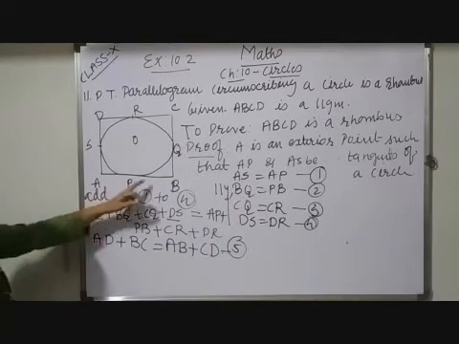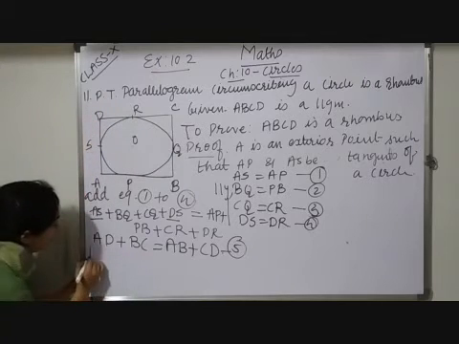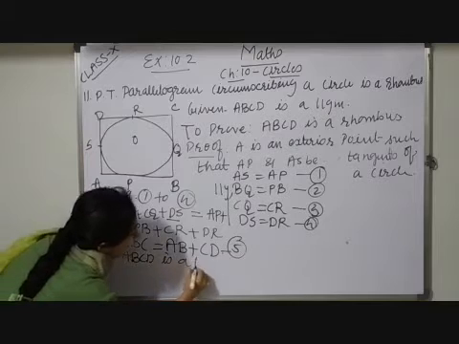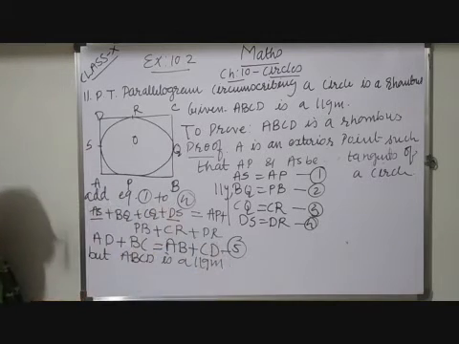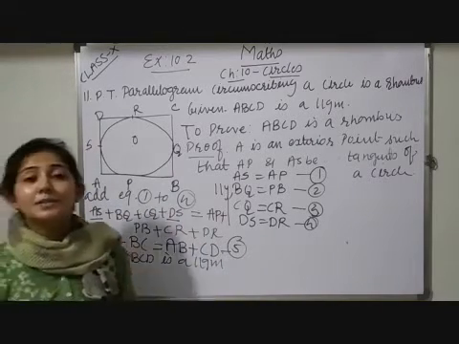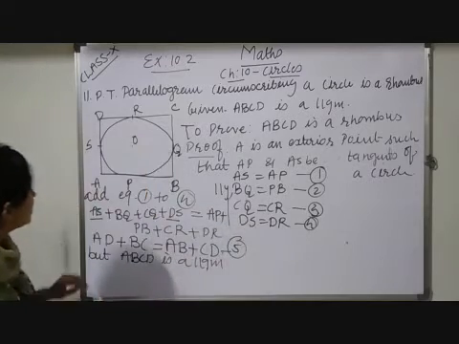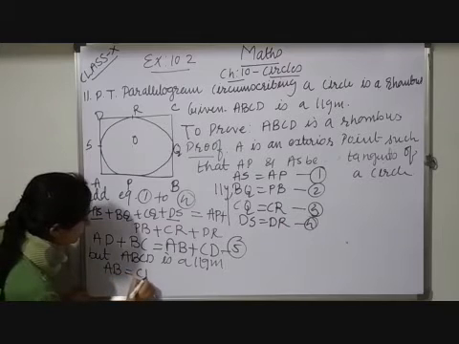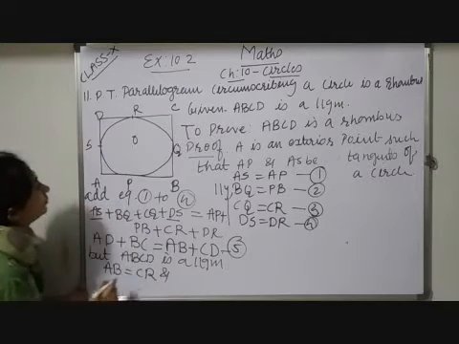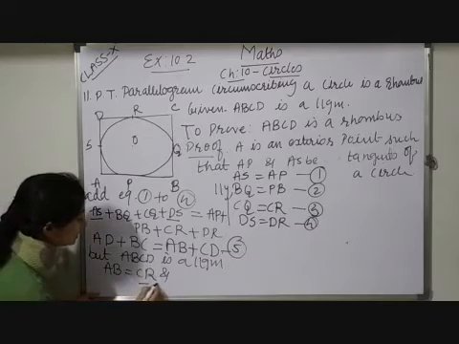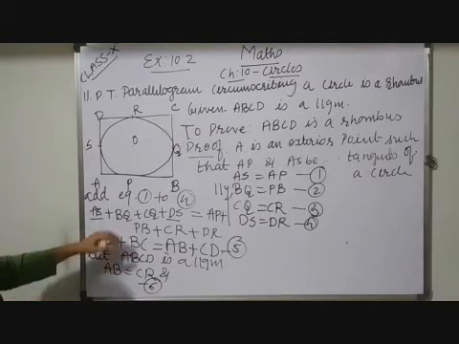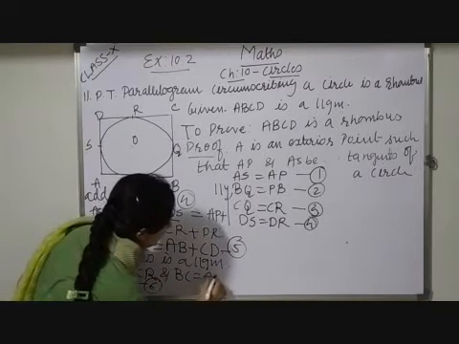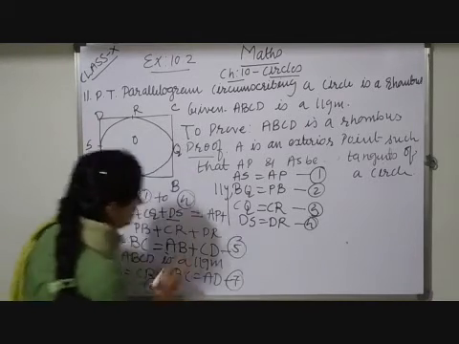But ABCD is a parallelogram, and as per its definition, opposite sides are equal and parallel. So here I can write AB is equal to CD, and let this be 6, and next BC is equal to AD. This is your equation number 7.